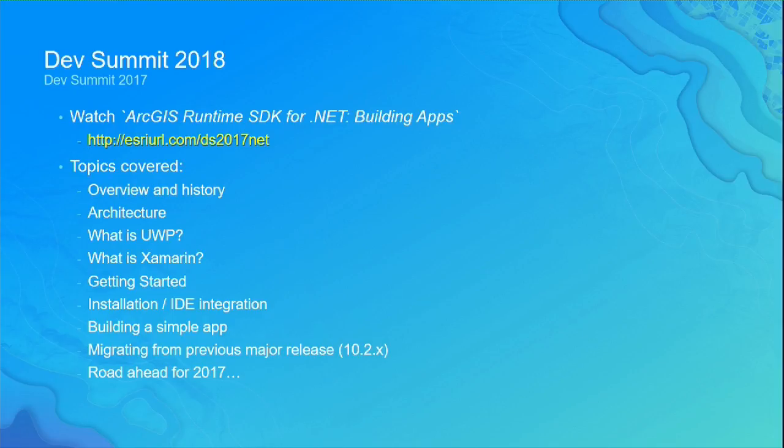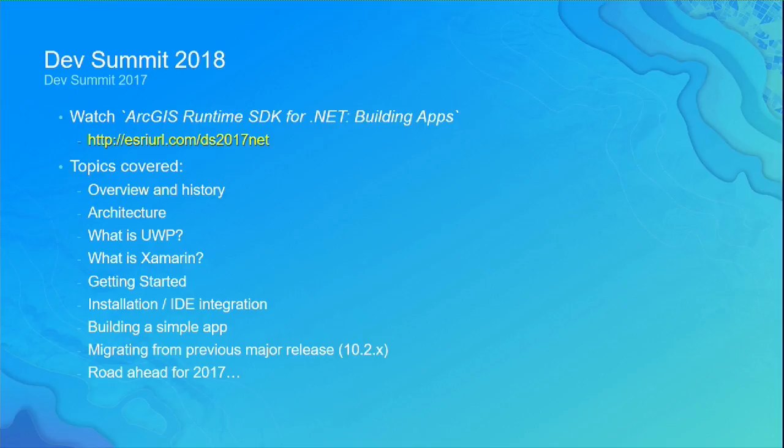So when we started planning the session this year, we looked at your feedback from last year, and one of the common themes in the feedback is you didn't just want to see the same session again each year. Typically this is an introductory session to the Runtime SDK for .NET. So what we thought is we'll just give you a link to last year's recording. There it is, esriurl.com/ds2017net. You can find the recording for last year there.